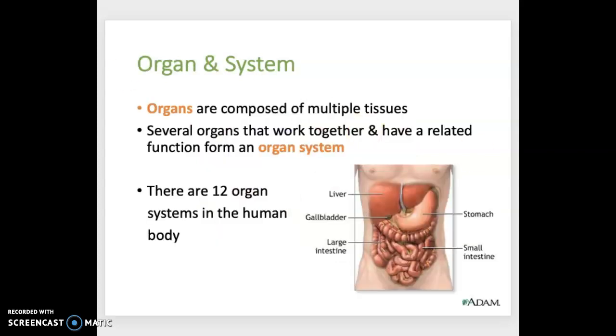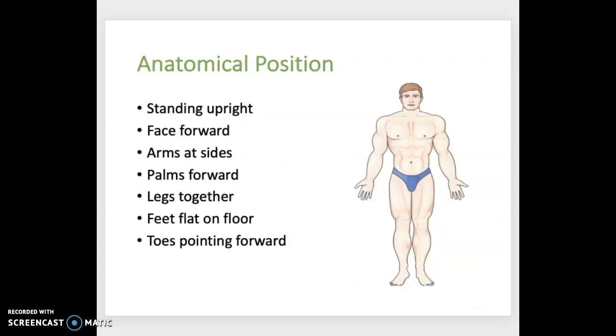An organ is a group of tissues that performs a specific function. And a system, or an organ system, is composed of related organs that have a common function. And then finally, an organism is any living individual.